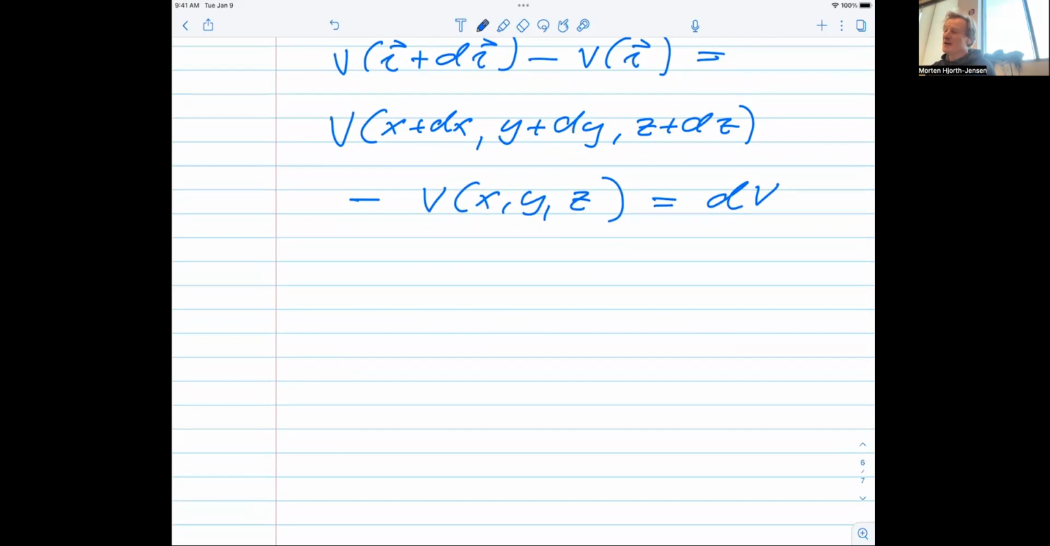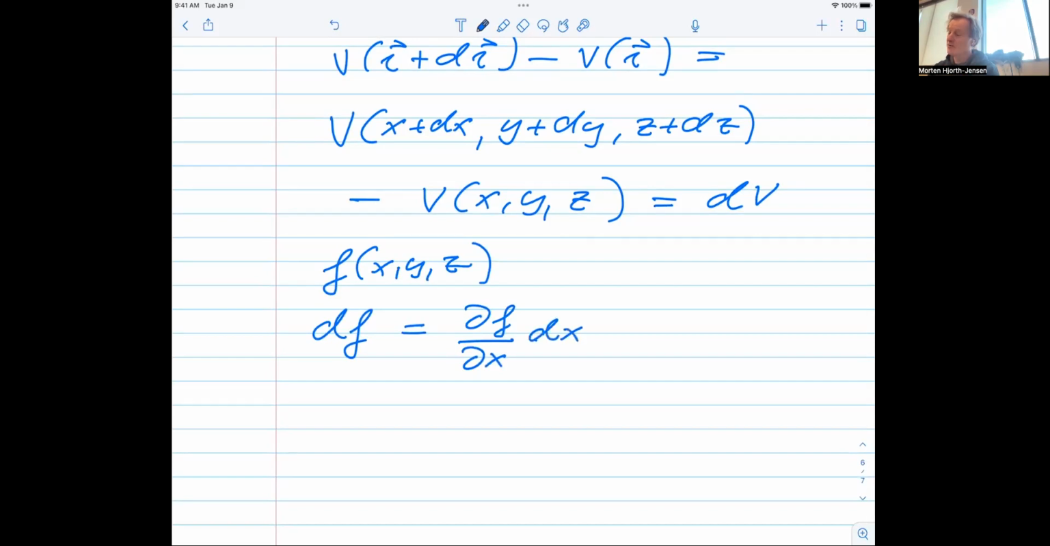Okay, so that means if you now remember, suppose you have a function f of x, y, and z. You know that if you write out the df, this small change, you can rewrite that in terms of partial derivatives. I assume that you've seen this before: df equals the partial of f with respect to x times dx, plus the partial with respect to y times dy, plus the partial with respect to z times dz.